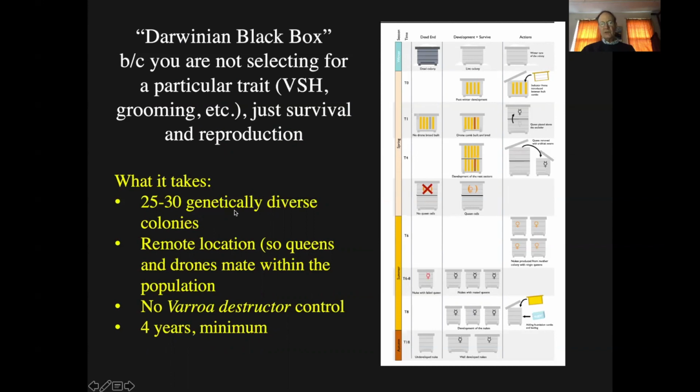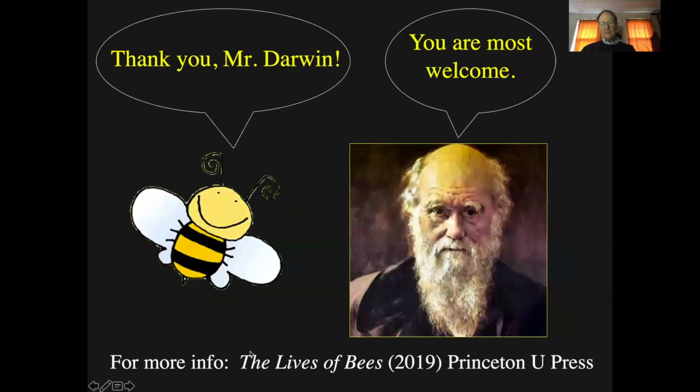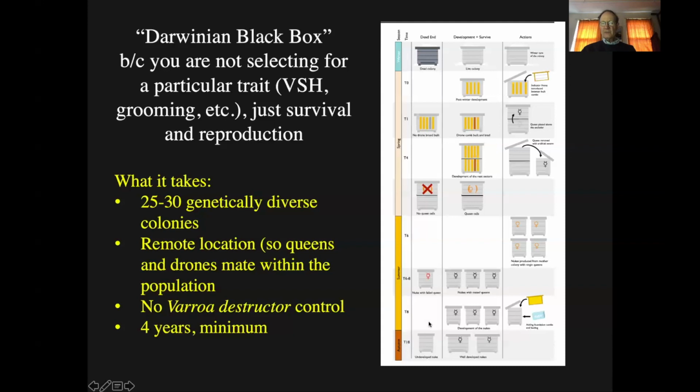So it starts with 20 to 30 genetically diverse colonies, a remote location or a moderately remote location, so queens will mate within the population. No varroa control, and it probably takes about 4 years. Go back to that. After 4 years, you have given time for natural selection to work to give you colonies that have good resistance to varroa. You're not breeding, you're just letting natural selection do the selection, not artificial selection, just natural selection.